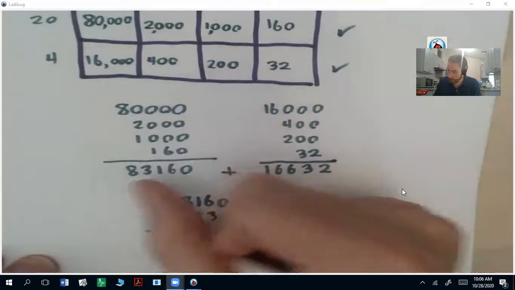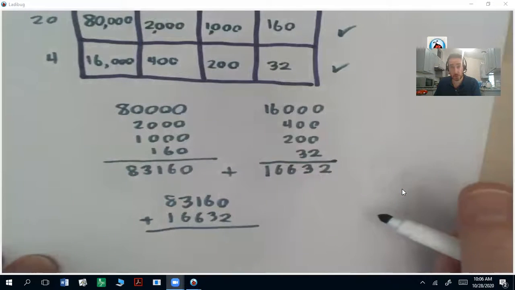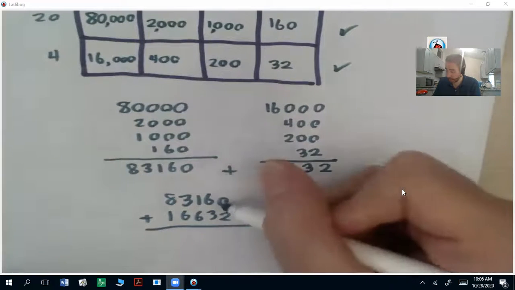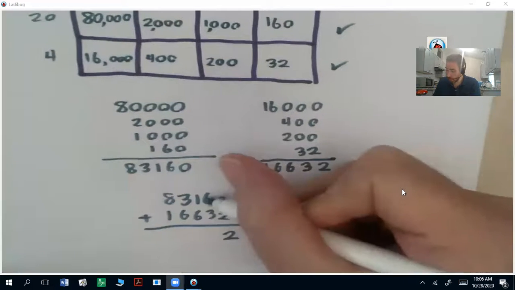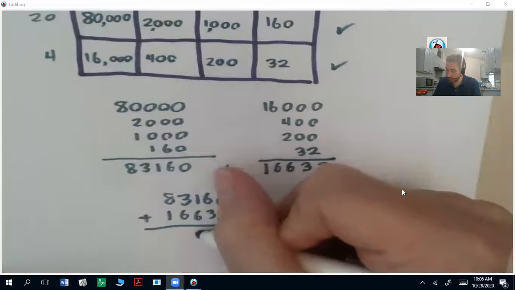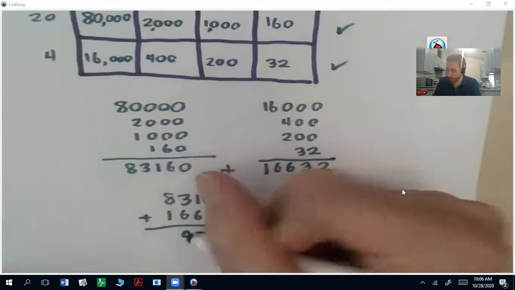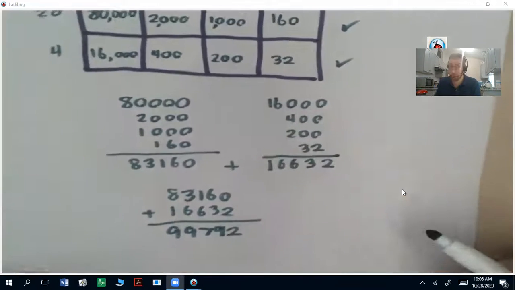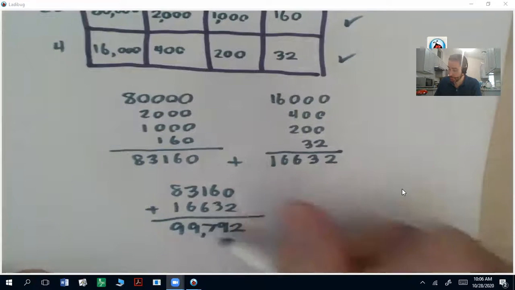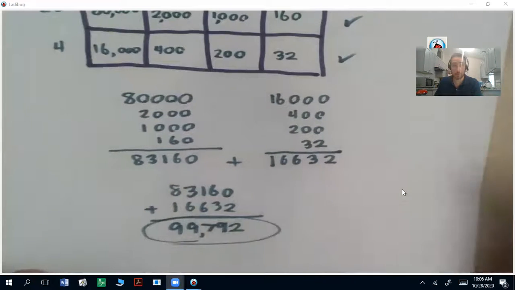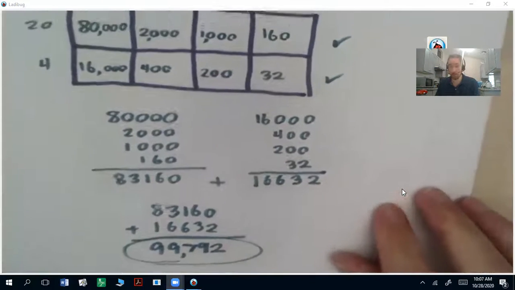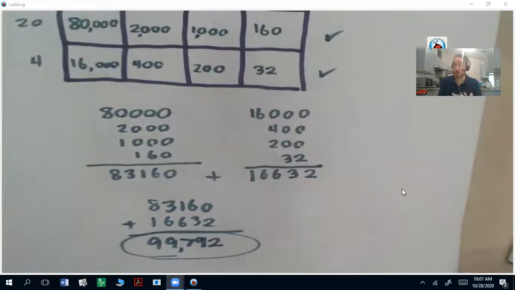Now I'm assuming you're going to add these together using some sort of standard algorithm. So that's going to be 2, 9, 7, 9, and 9. We got lucky. We didn't have to carry any numbers. So your final answer is 99,972.